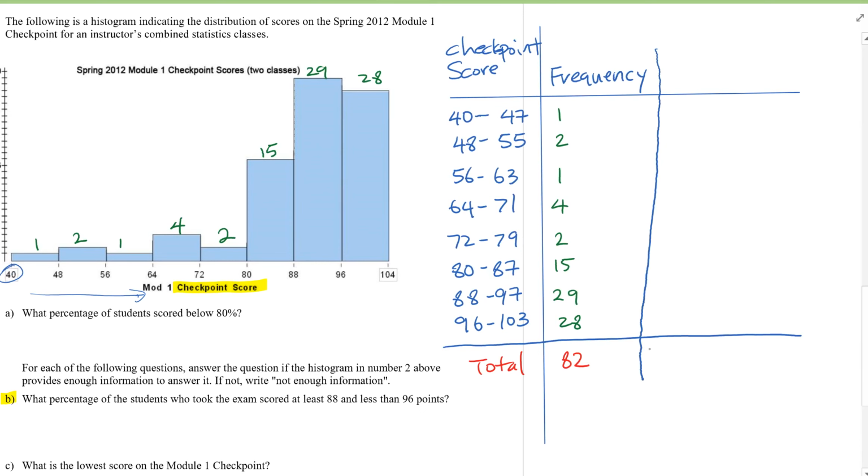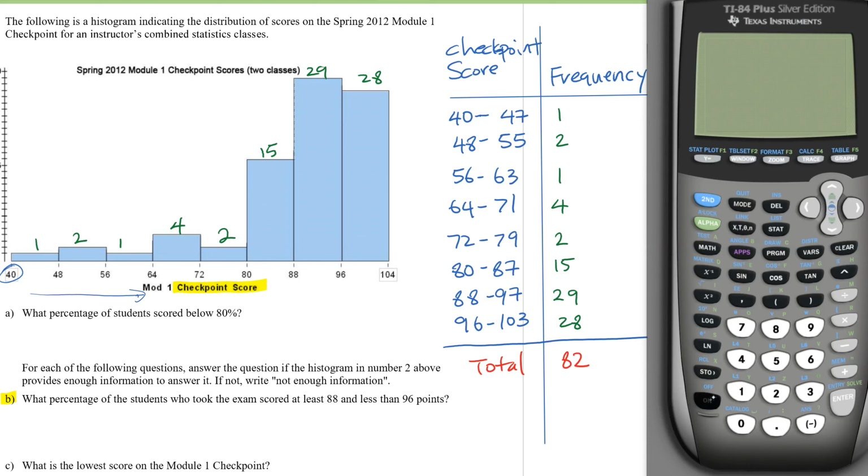Now you can find relative frequency if you want, by the frequency over the total. So relative frequency: for the first one I can do 1 over 82, not 1 over 2, 1 over the total, 1 over 82, and that is equal to, use a calculator.